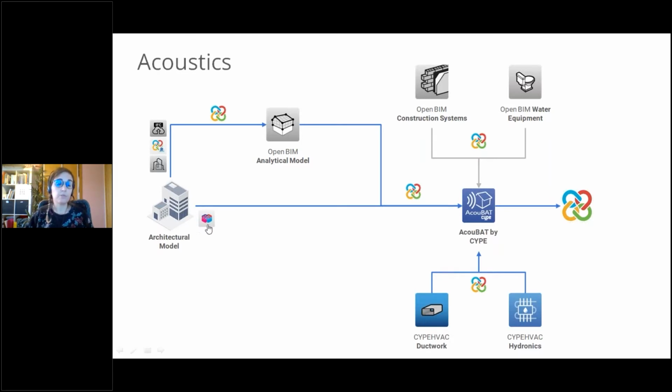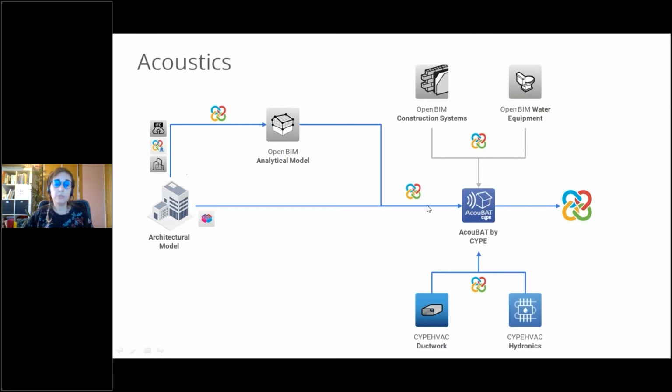As I said, we start with an architectural model. If, for example, we have worked with IFC Builder, we can go directly to Acoubat by CYPE. Other ways are if we have used CYPE Architecture, or we start from Revit using the plugin, or we have uploaded any IFC from IFC Uploader. Then the next step is to use OpenBIM Analytical Model, and then we can continue here. Okay, so that's very important.